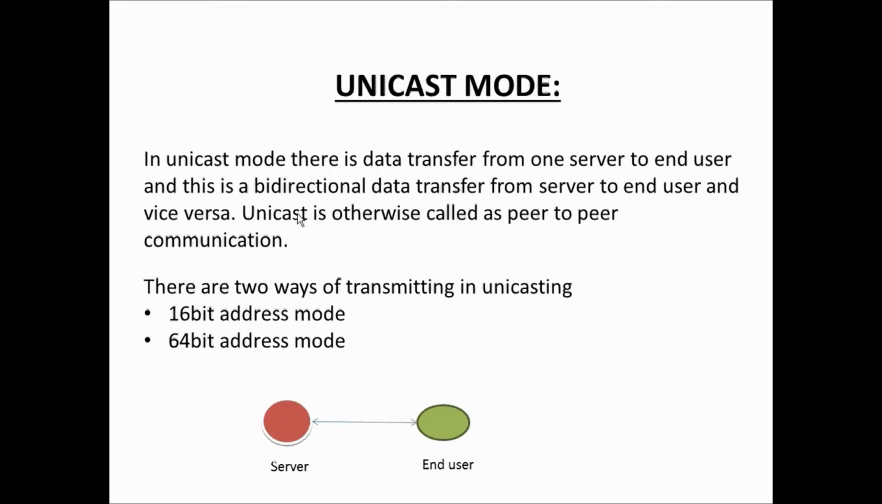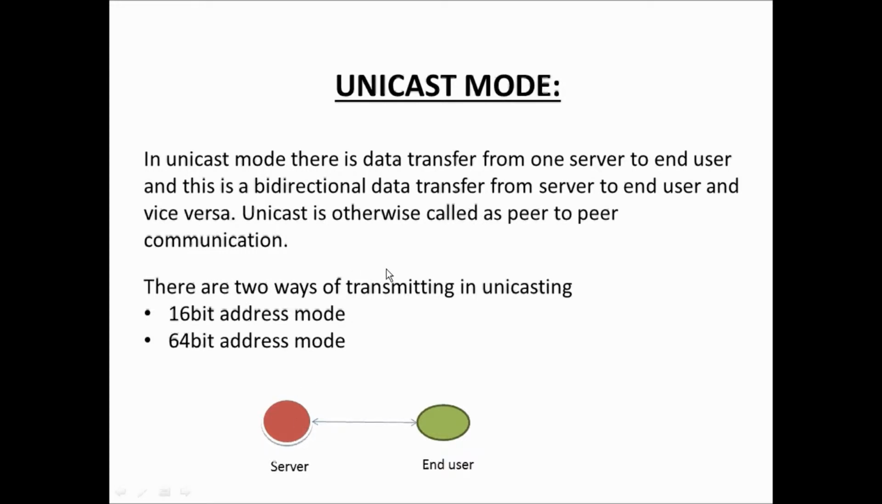In unicast mode, there is a data transfer from server to end user. The server can only communicate to the end user, while the end user can acknowledge back or send back data to the server. No more communications are permitted. Since it is a communication between two devices, unicast mode is otherwise called peer-to-peer communication. The transmission in unicast can be done in two ways. One is 16-bit address mode and the other is 64-bit address mode. The configurations of these are explained clearly in software configurations.